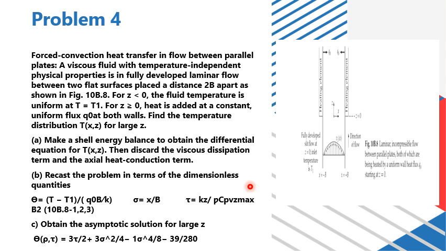Now the last question, forced convection with heat. In this question, fluid flows between two parallel plates receiving constant heat flux. Initially, the temperature is uniform, and we have to determine the temperature field downstream.